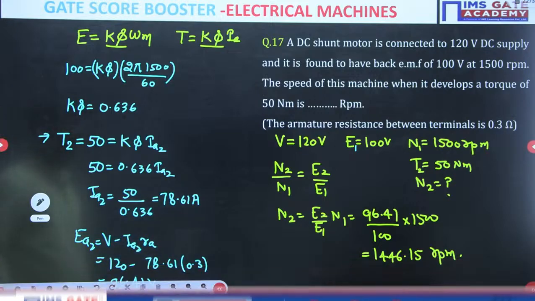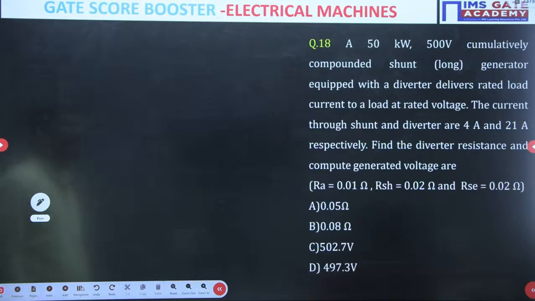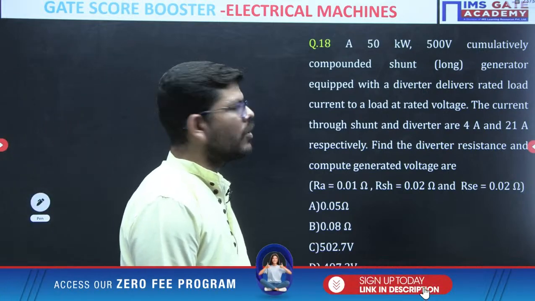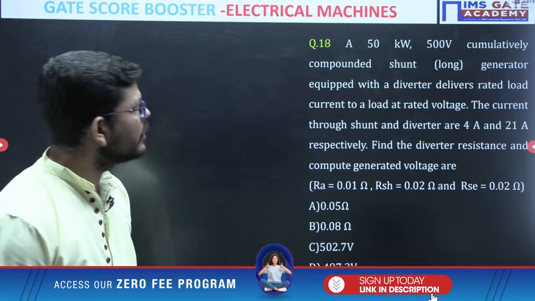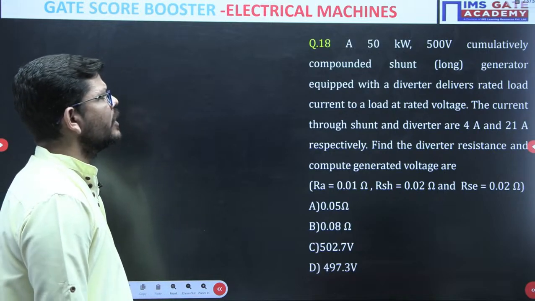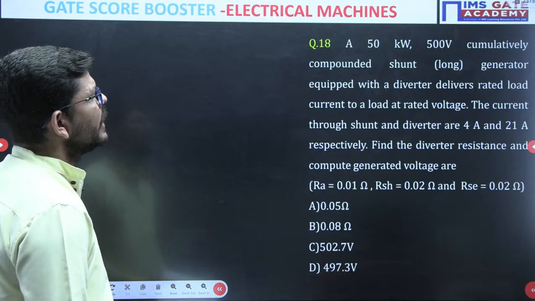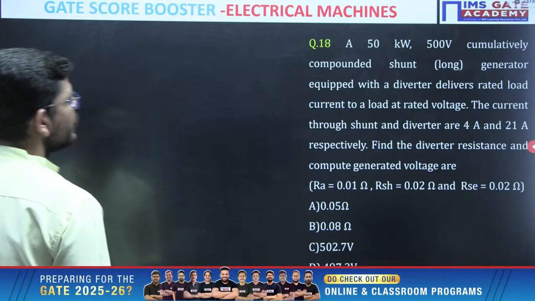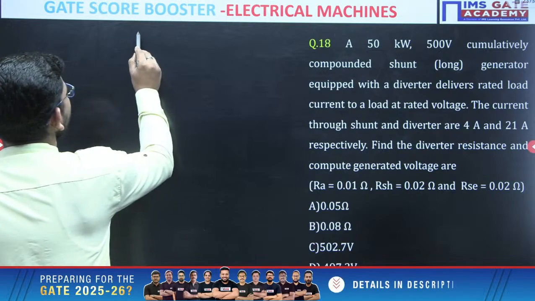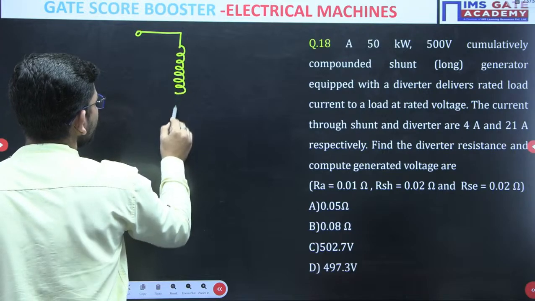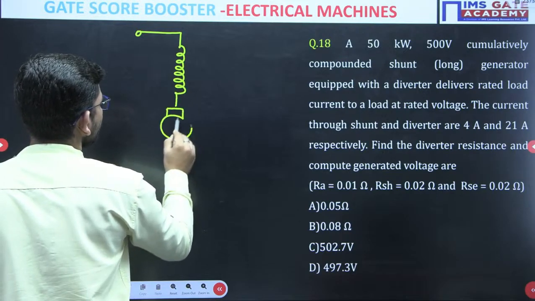Then after that, let's see this one. Question number 18. A 50 kilowatt, 500 volt cumulatively compound shunt generator, long shunt generator, equipped with a diverter, delivers rated load. So what kind of generator do we have? A cumulatively compound shunt generator, long shunt. Let me draw that. Long shunt generator is like this.